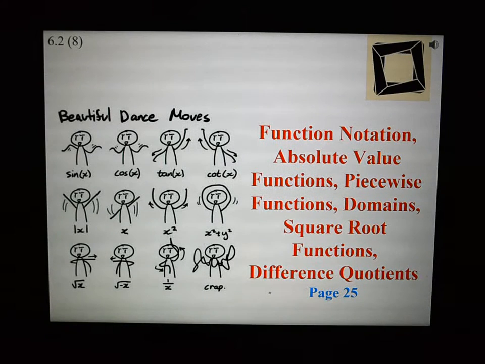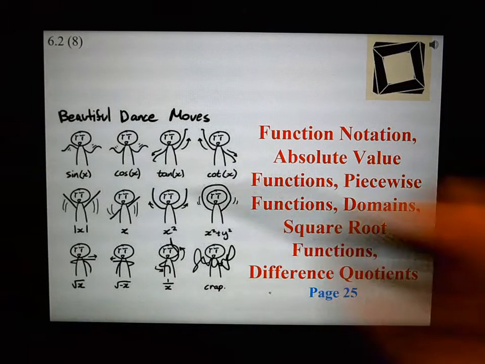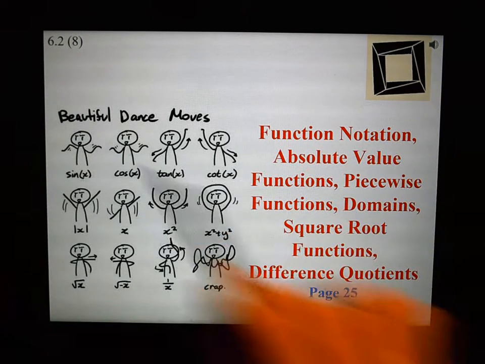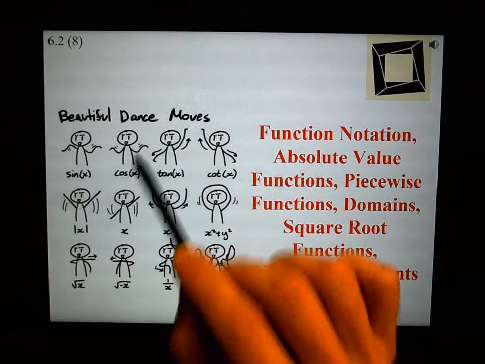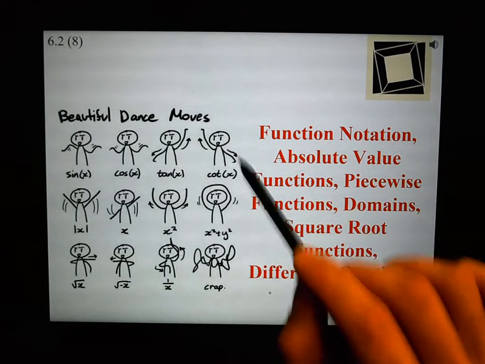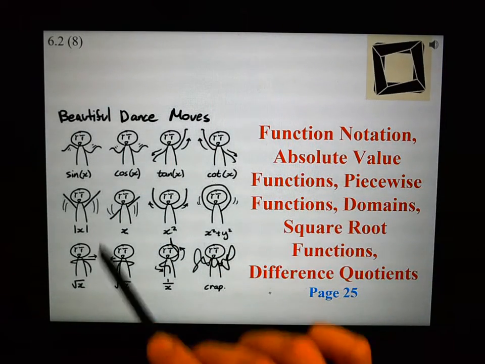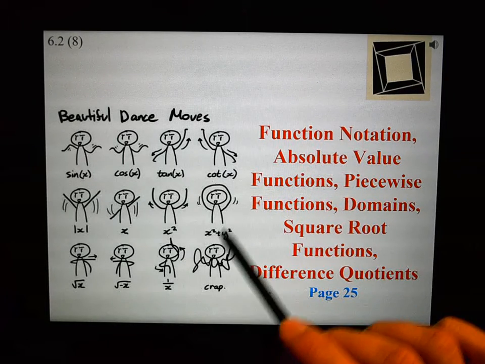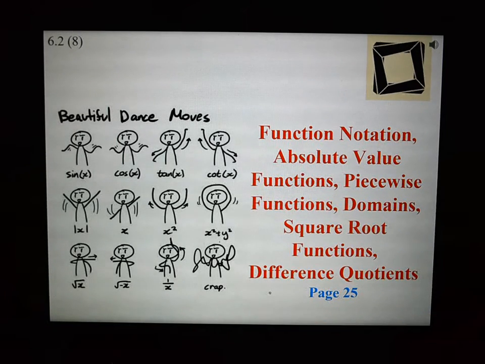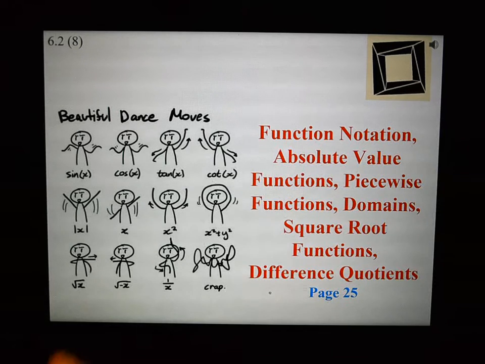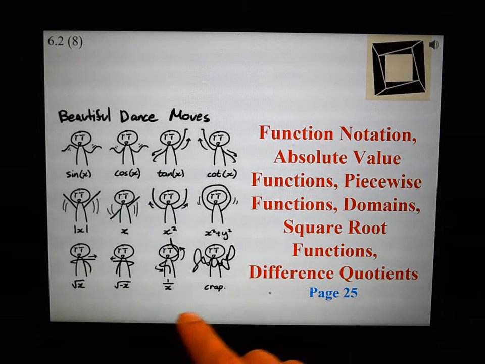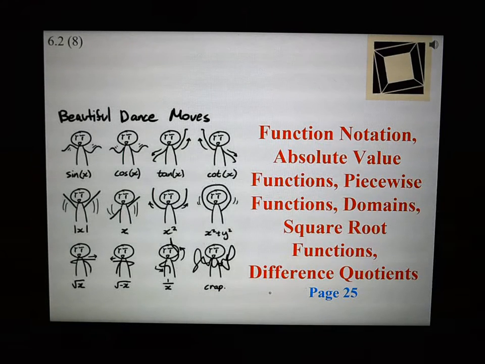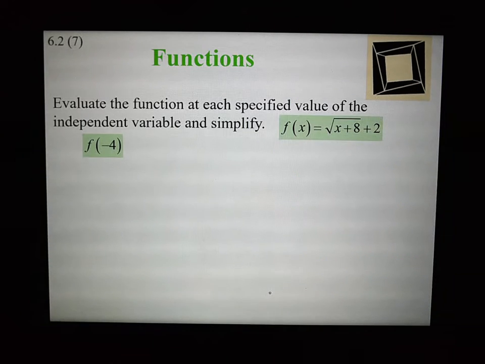So that brings us to our notes on 6.2. I actually have a t-shirt that has all this stuff on it. Beautiful dance moves. The sine of x, the cosine of x, the tangent of x, the cotangent of x, the absolute value of x, x squared plus y squared makes a circle. I love it. And so on. Square root of x, square root of negative x. We're going to talk more about that. 1 over x. There you go. Love it.